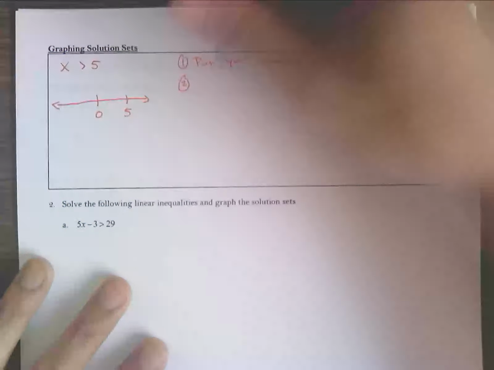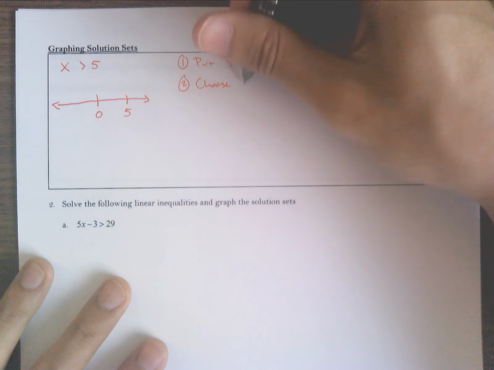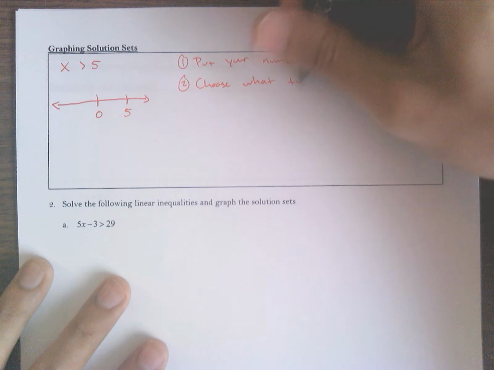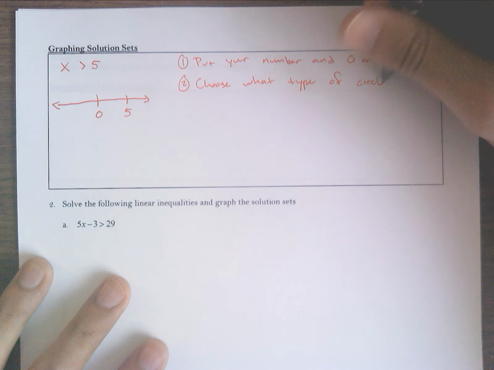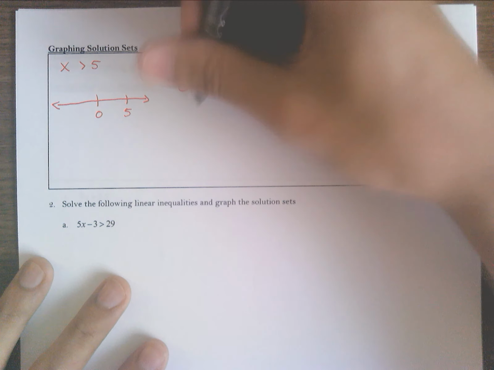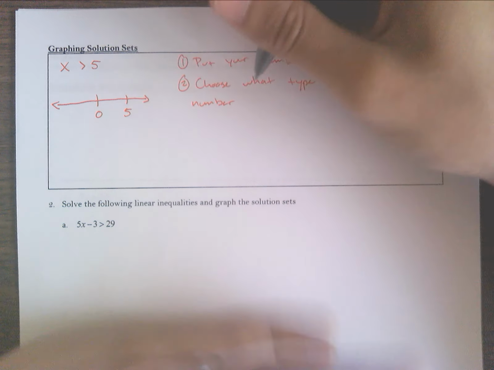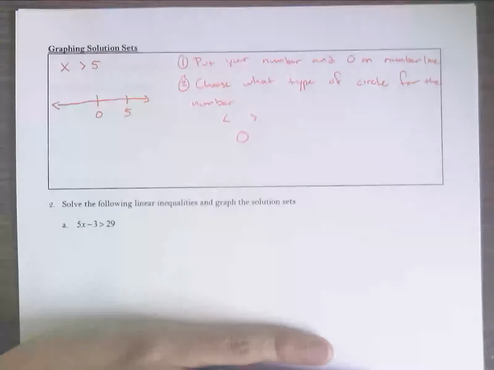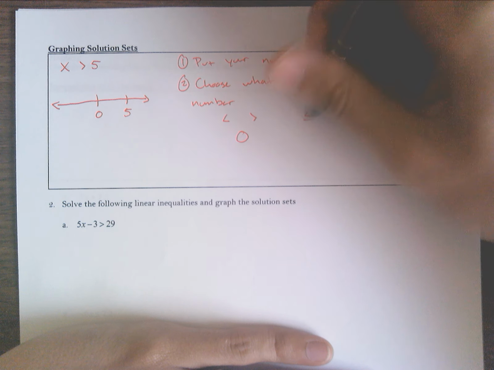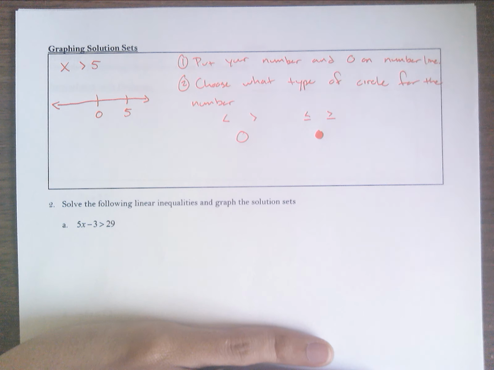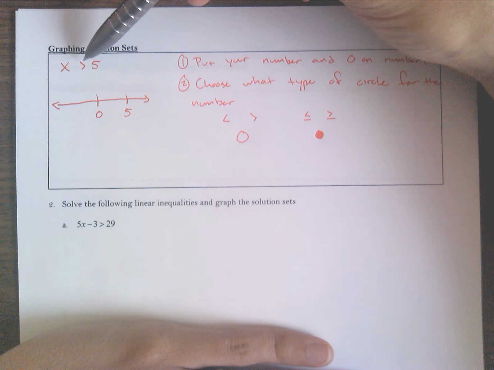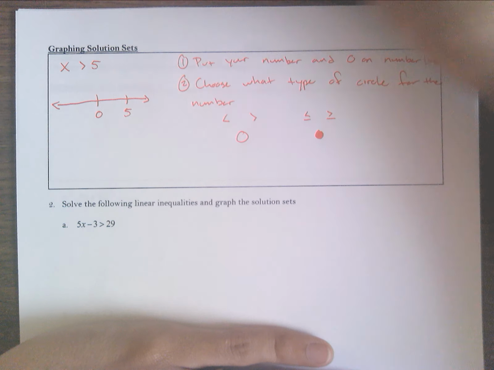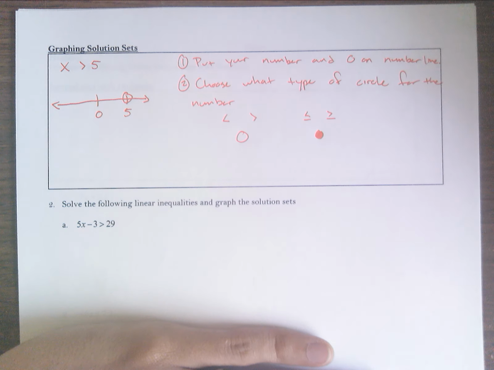Step 2 is to choose what type of circle for the number. So the two types of circles that we're going to be talking about: if it's less than or greater than, we're going to have an open circle. If it is less than or equal to or greater than or equal to, we're going to have a closed circle or a shaded circle. So looking at this one, here we have greater than. So this is not equal to, so we're going to have an open circle. And we're going to put that right on our number. So we have an open circle on 5.